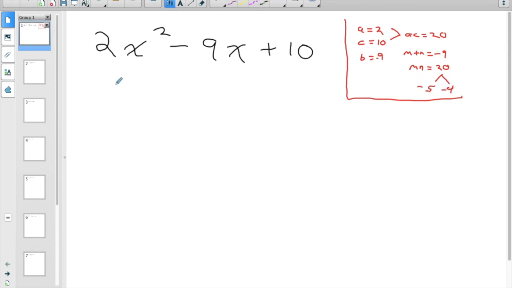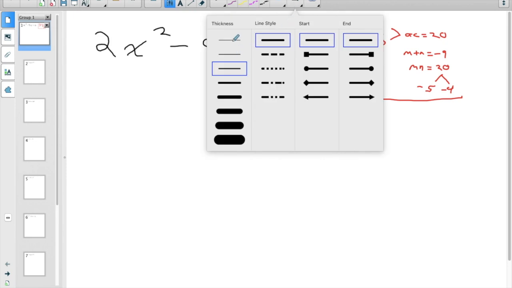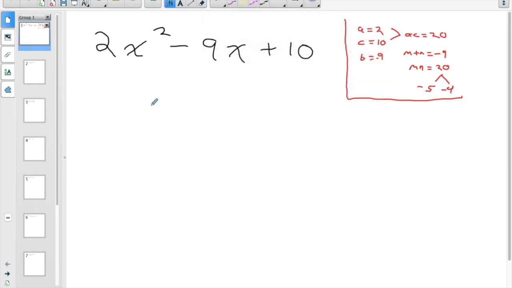Now, the first method that I'm going to show you is the method that I tend to use when I'm working these out personally, and that is the greatest common factor. Okay, so 2x squared minus 5x minus 4x and plus 10.